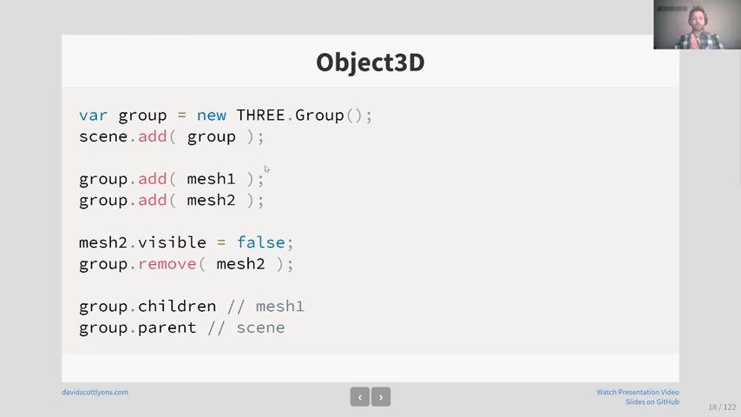Anyway, so in this scene, we can also define a group where we can have a set of meshes that we're going to apply to our scene. So we can treat objects as a large group. Here we've got multiple meshes. We've assumed that these have been defined somewhere. We can make a mesh invisible. We can remove it. And we can have children. We can have parents.